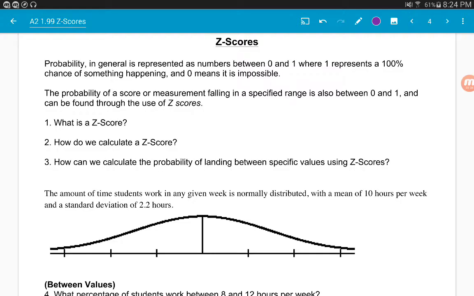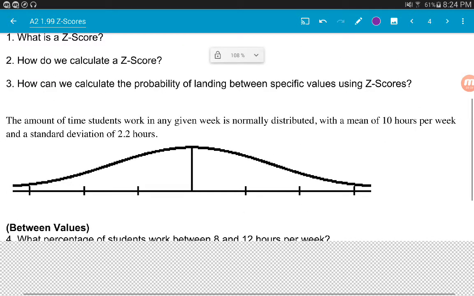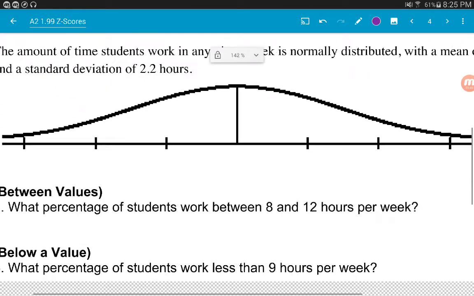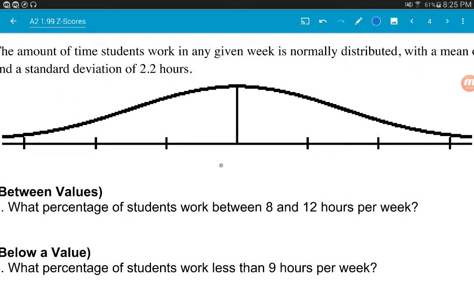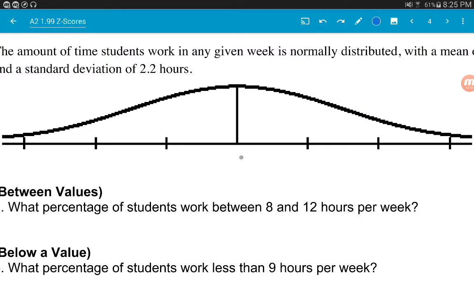Now let's fill out a graph before we get started. The amount of time a student works in any given week is normally distributed, with a mean of 10 hours per week and a standard deviation of 2.2 hours. So the mean is always going to go in the middle. The mean goes here, that's 10. So 10 hours per week goes in the middle.